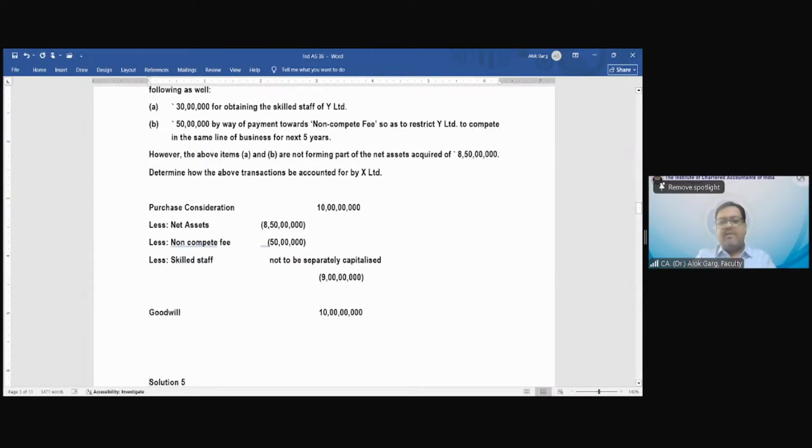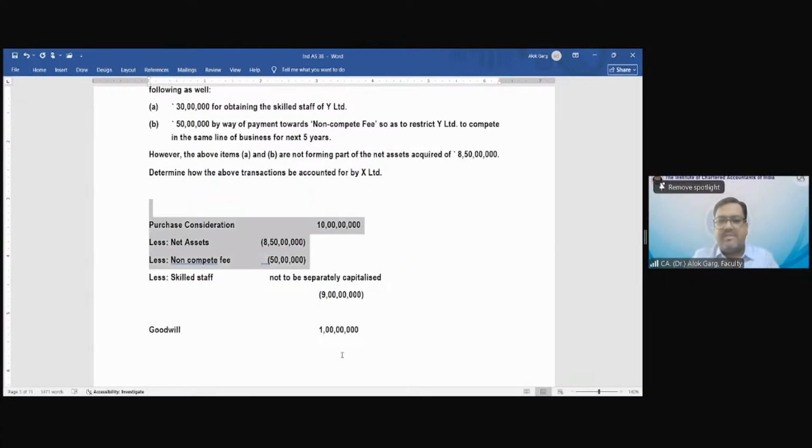Goodwill is 1 crore, right? 100 lakhs. Yes. So have you understood this answer? Have you understood this, that asset acquired through business combination? Yes or no? Yes, sir. Clear in mind? Yes, clear in mind. Very good.